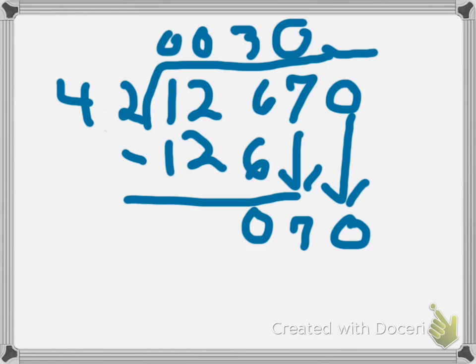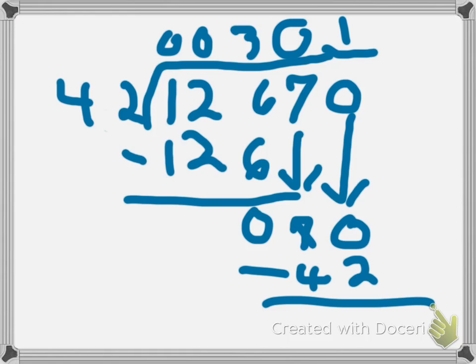And then how many times can 70 be split up into 42 groups? That would be 1 time. So 1 times 42 is 42, and subtract. We're going to have a remainder of 28.